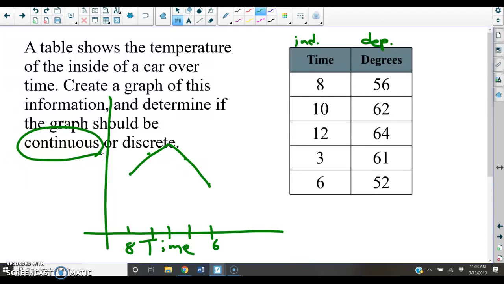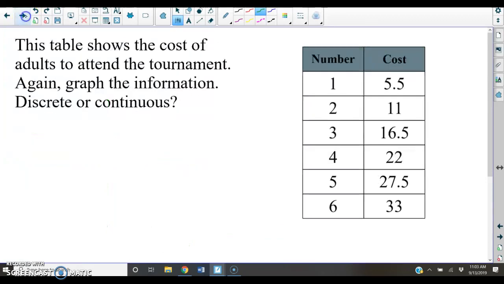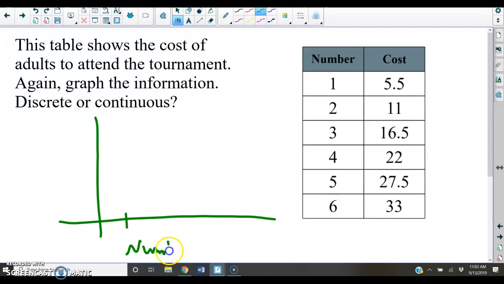It's not the number of people, okay? It's not the number of items. We can call it continuous. Okay? Here's the cost of adults to attend a tournament, okay? Whether it's an invitational tournament or the district tournament or whatever. So this, again, would be the number of adults.